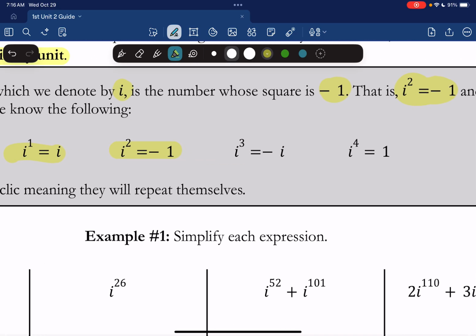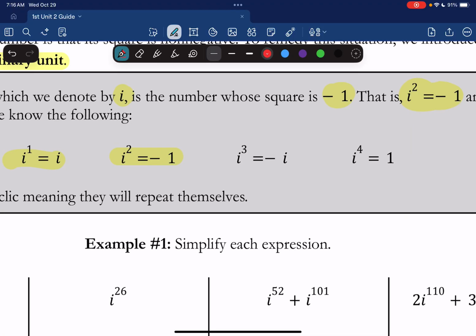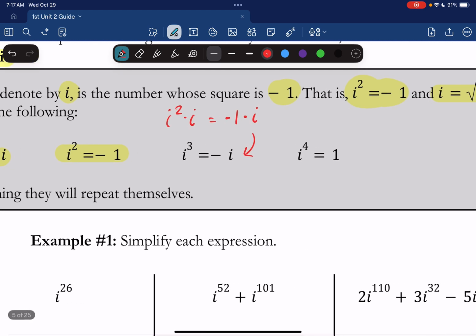And then we get two more values that are going to be really helpful, i cubed and i to the fourth. So i cubed, I can rewrite to see how this works. I get i squared times i. And i squared is -1 by definition. i to the first is i. -1 times i would get me a value of -i. And then i to the fourth, I can rewrite as i squared times i squared, which would be -1 times -1, which when I multiply those, I get a value of +1.